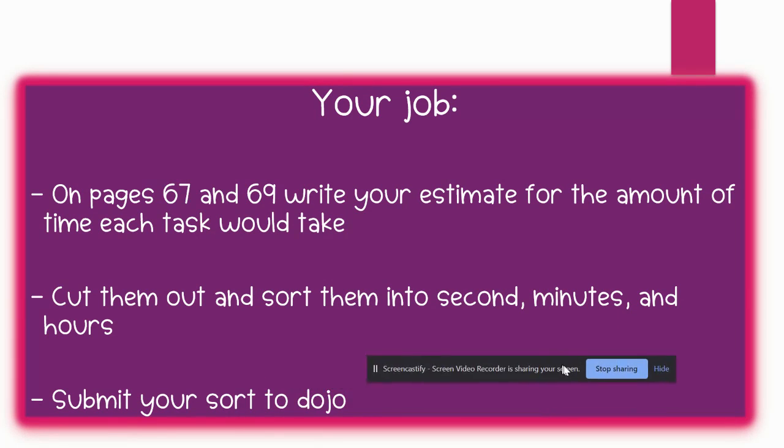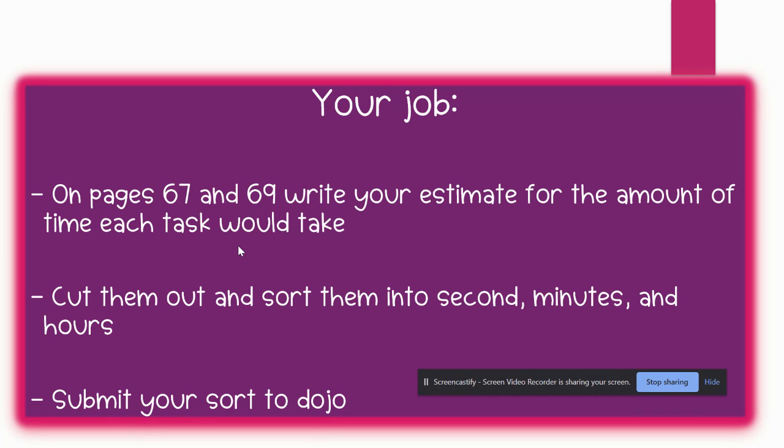So here's another rundown of your job. On pages 67 and 69, write your estimate for the amount of time each task would take. Cut them out and sort them into seconds, minutes, and hours, and submit your sort to Dojo. So one more time, remember that when you're estimating, you're making a reasonable guess.